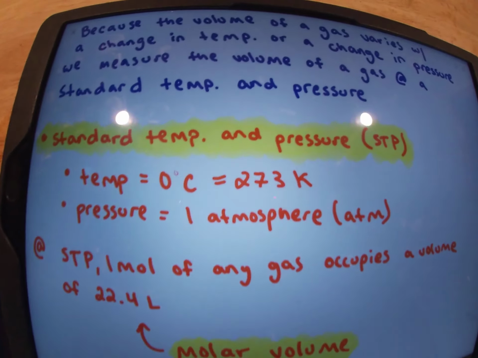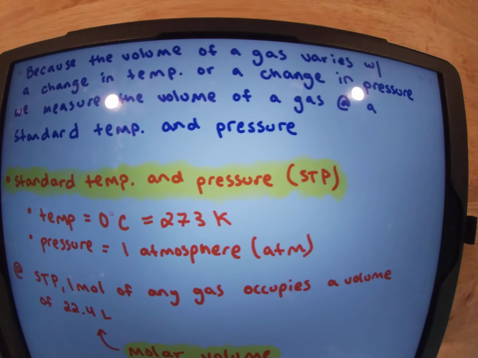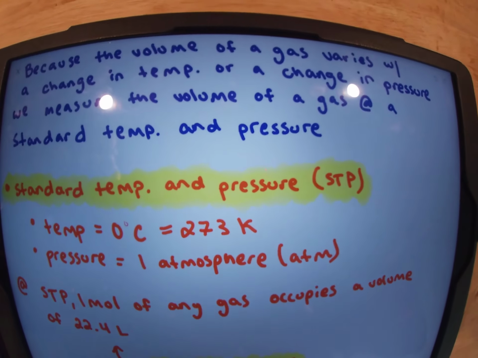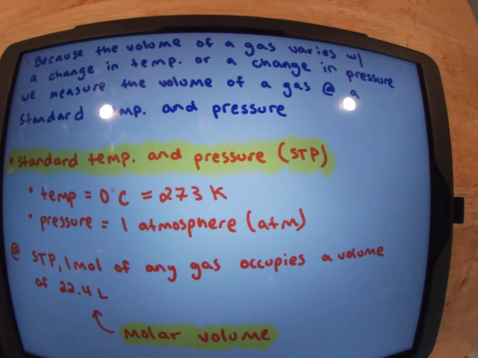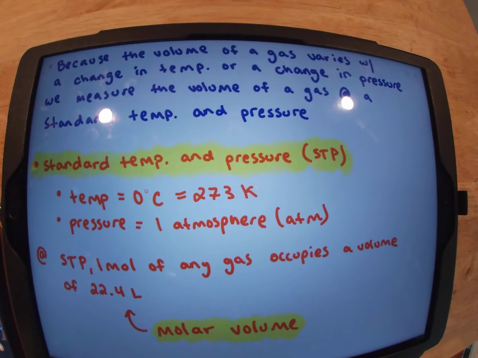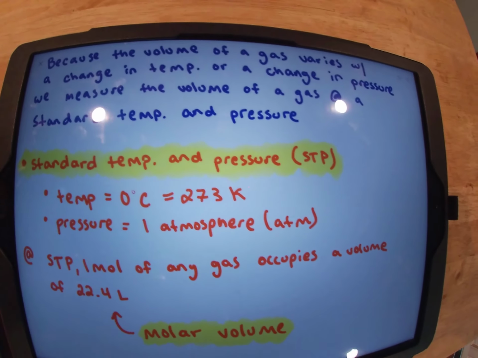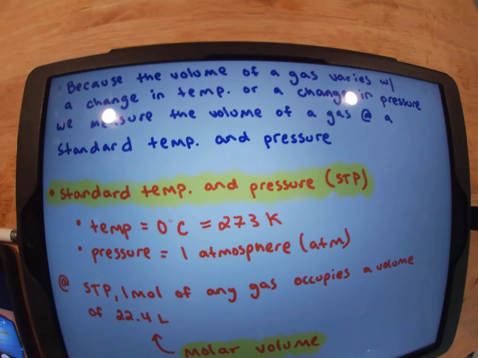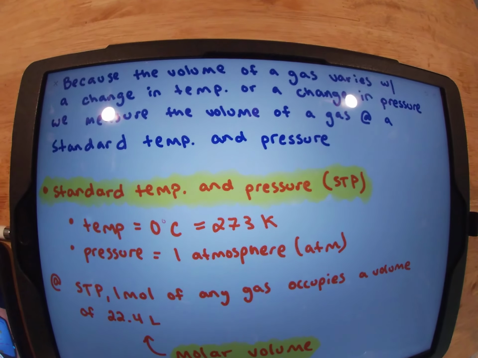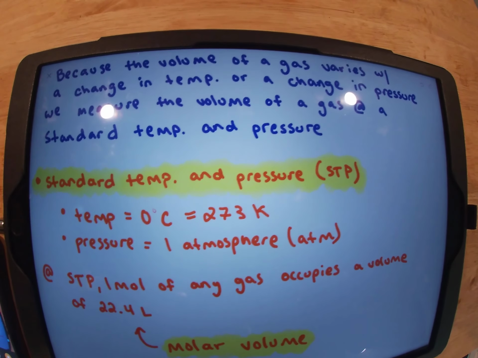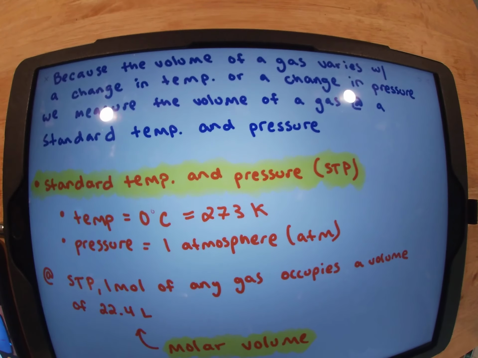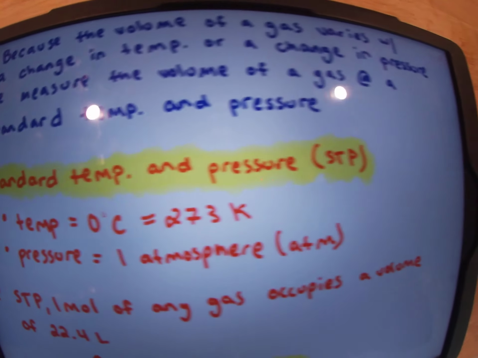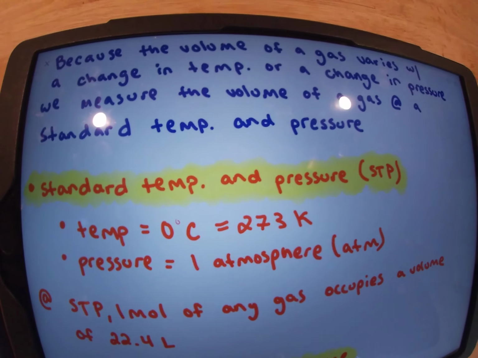Because the volume of a gas varies with a change in temperature or a change in pressure, we measure the volume of a gas at a standard temperature and pressure. And all that means is that anytime we are considering the volume of a gas, there are two things that can change the volume of a gas. If you change the temperature, you're going to change the volume. If you change the pressure, you're going to change the volume. So in order to prevent any undesired changes in our volume, we're going to keep the temperature standard and we're going to keep the pressure standard. We're going to keep those two things constant.